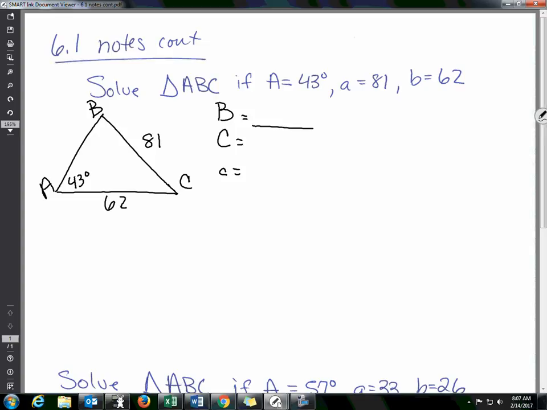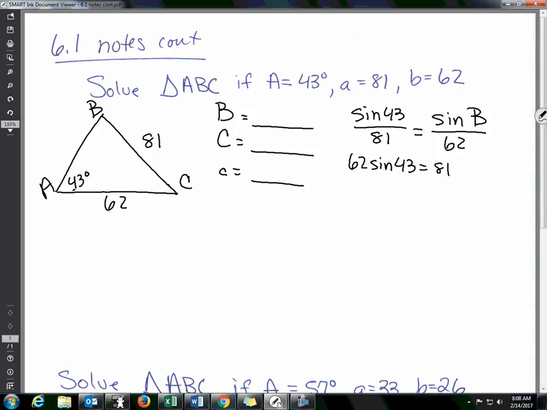We're going to use the law of sines just like we did yesterday, using proportions. It'll just be a little bit different how we put it in the calculator. Let's solve for the angle B. So we use sine of A, so sine of 43 over its side length, 81, equals sine of B over its side length, which is 62. You solve it just like before, you cross multiply, so you get 62 sine of 43 equals 81 sine of B. Divide by 81.